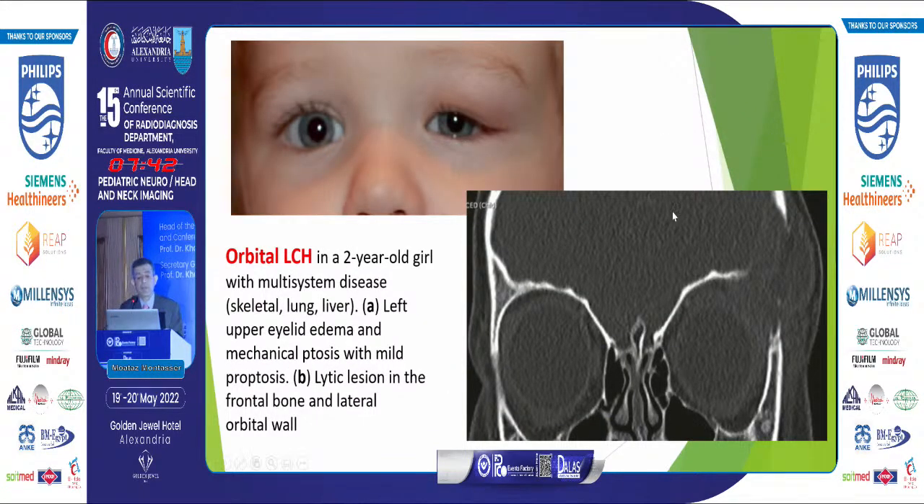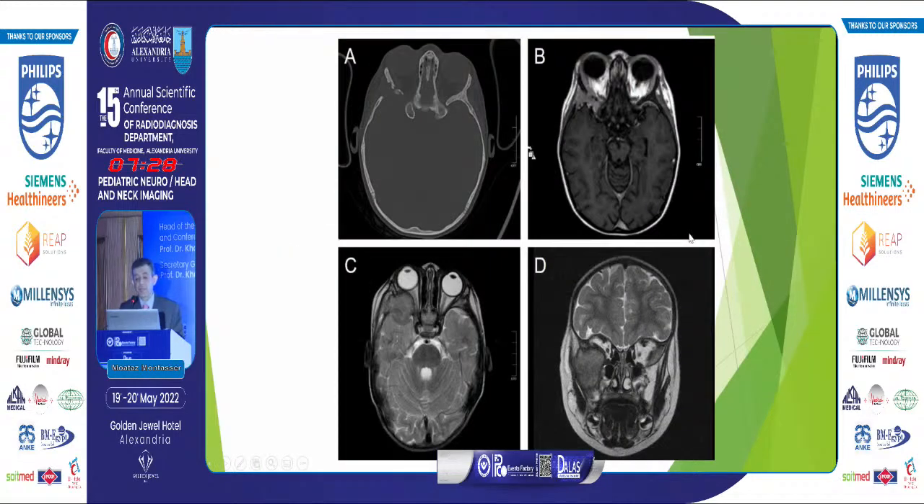This is an example of left-sided eye swelling with ptosis. And on CT, you can see here an osteolytic lesion involving the lateral wall of the orbit and the frontal bone with sharp beveled edges. MRI is better in detection of intracranial extension. You can see here the osteolytic lesion at the lateral wall of the orbit with intraorbital and intracranial soft tissue components.